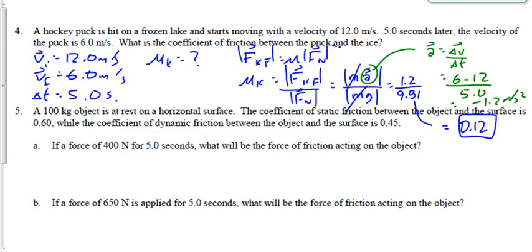How many people ended up getting that, 0.12? Good. It's a tough question. Okay, it wouldn't be so bad now, but for you guys to see that last night, that's a tough question.